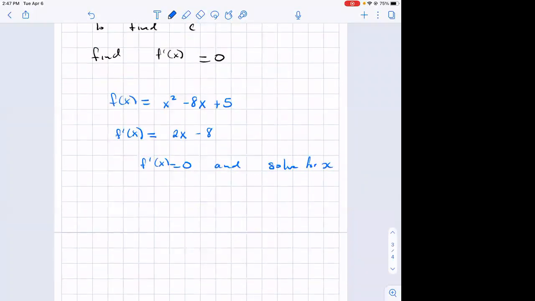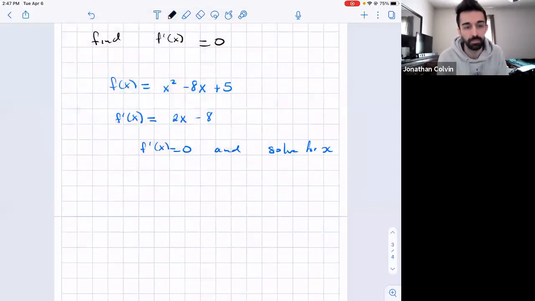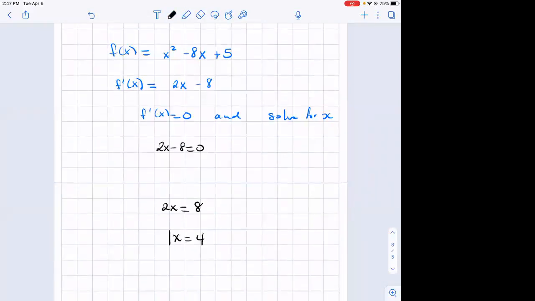So, Mr. Jonathan, what do you have if you do that? I got 2x minus 8 equals 0, and I just solved for x, and I got 4. So that would be c, right? c is 4. Yes. c is equal to 4.